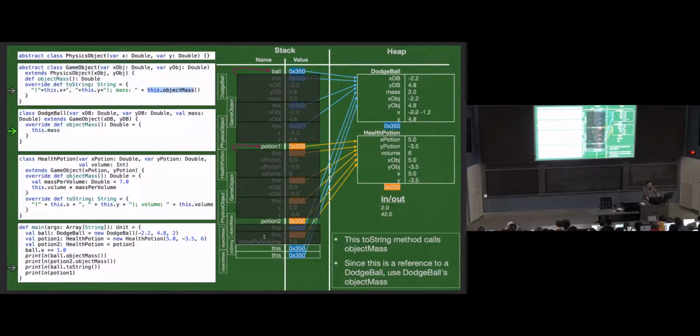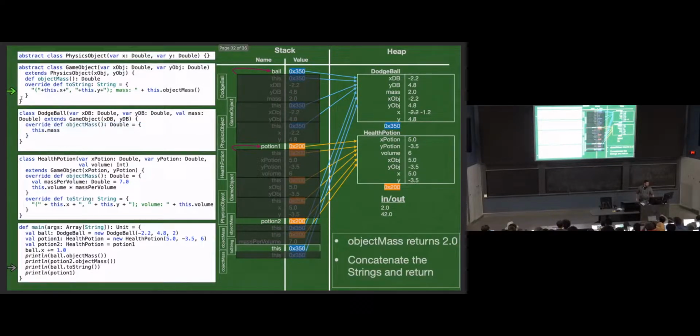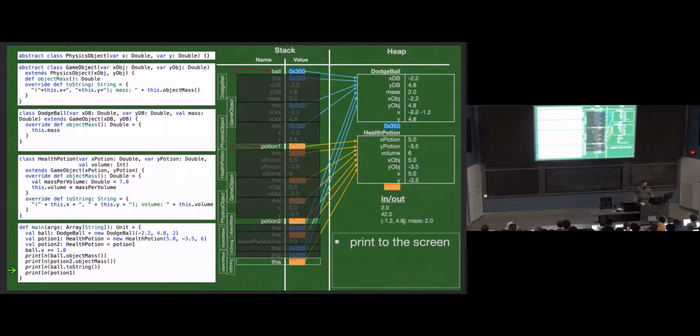So this dot object mass in toString, this dot object mass, we found a dodgeball at 350. This is 350, and we use the dodgeball object mass. It goes by the calling object. What's defined in that object? Our methods return, concatenate the string, return, print to the screen.